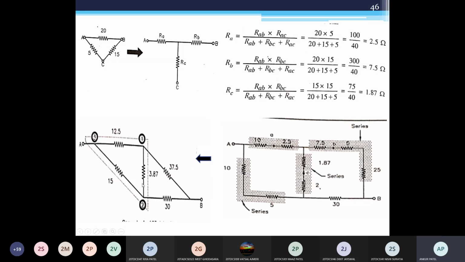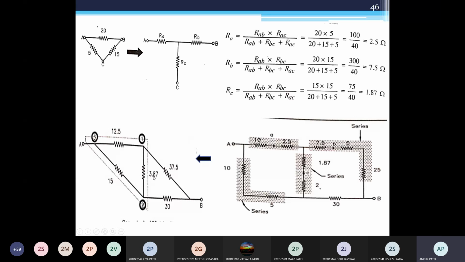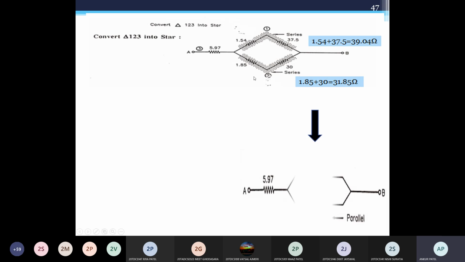This has points 1, 2, and 3, so we are solving this delta and converting it into star. Your star connection becomes like this. Converting this delta 1 to 3, we get 5.97, 1.54, and 1.85. In the circuit diagram, you already have 37.5 and 30 on the opposite side. By converting this 1 to 3, we get this type of answer. Are you getting this? Just try to solve it. Are you getting 5.97, 1.54, 1.85?